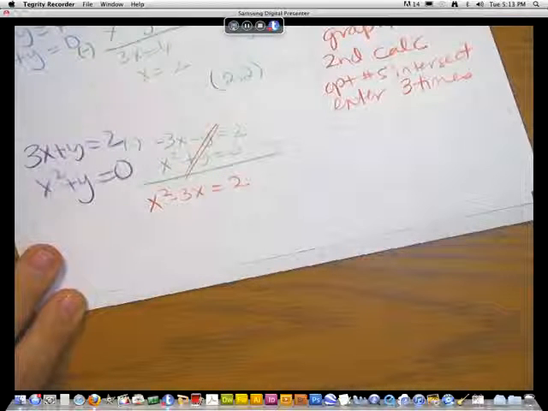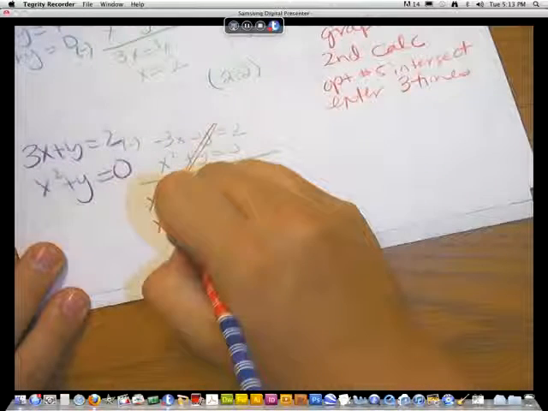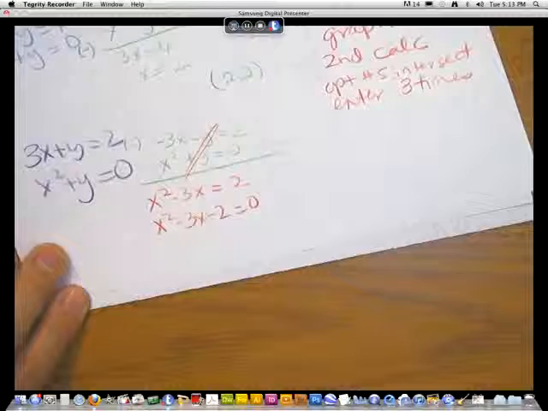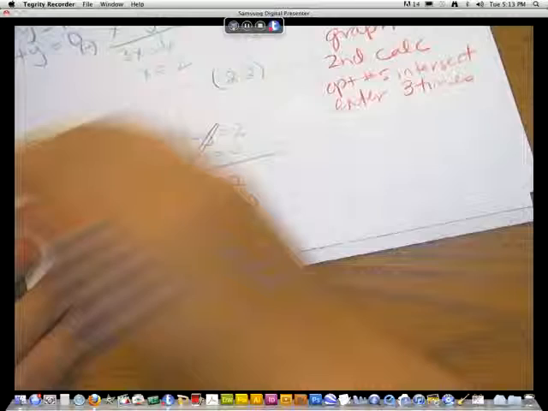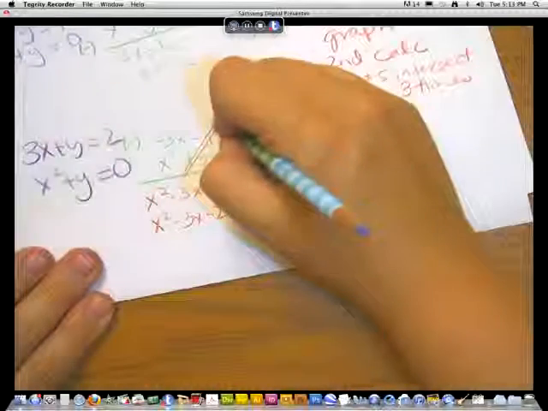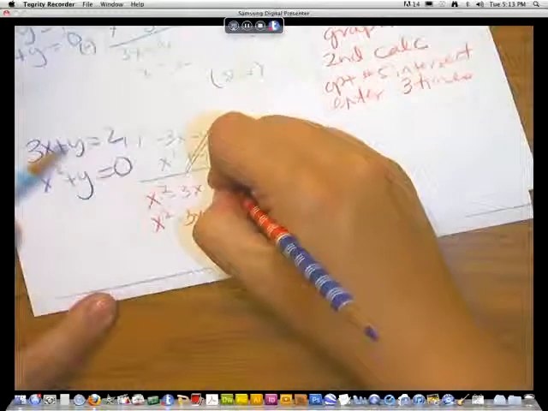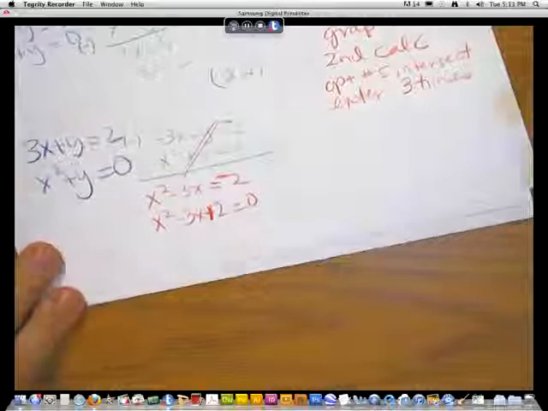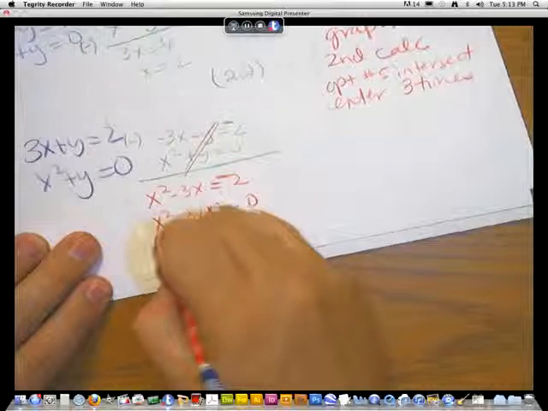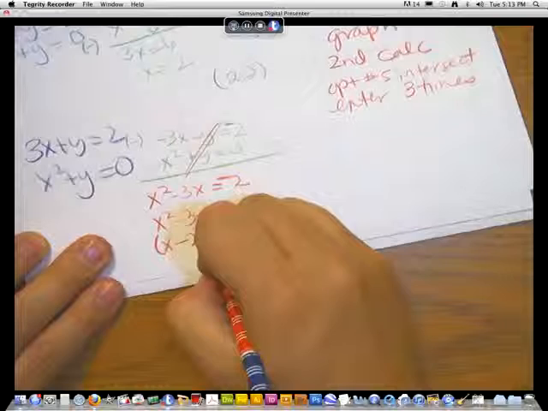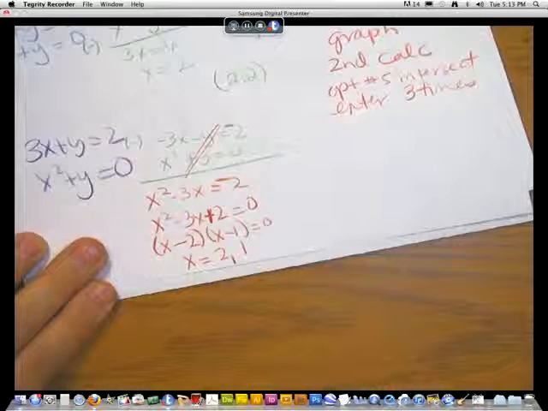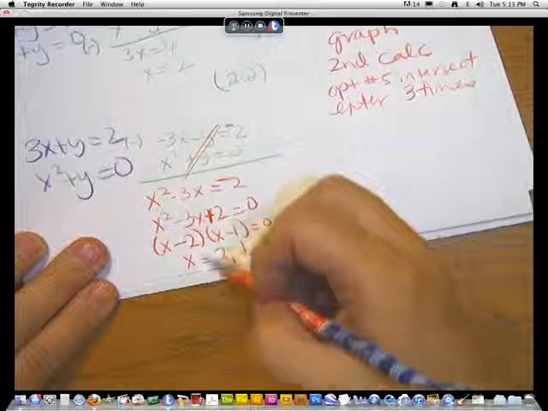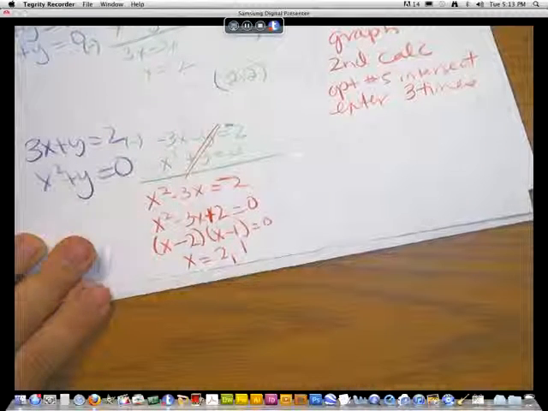Hopefully we remember from last year, if we have a quadratic or a parabola, it has to equal 0. So we need to move that 2 over so that, we forgot that negative up there. This is a negative. This will be a negative, which makes that a positive. So that we can factor. So this is going to be x minus 2, x minus 1, so that x is 2 and 1.